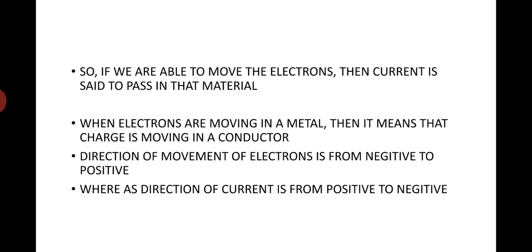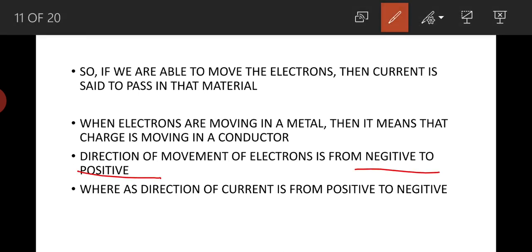Now when electrons are moving in a metal, it is clear from the previous discussion that charge is moving in a conductor. When electrons are moving from one place to another place, it means charge is moving in that conductor. The direction of movement of electrons is always from negative to positive, because electrons are negatively charged particles. They get repelled by negative and attracted by positive. This is very important, you need to remember.